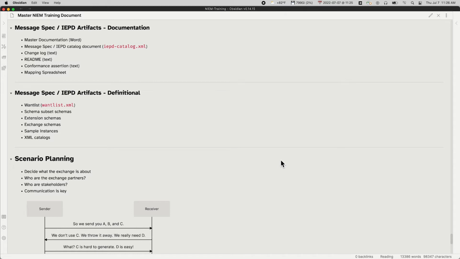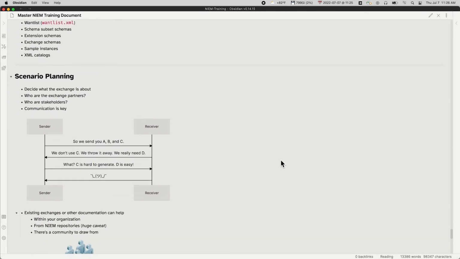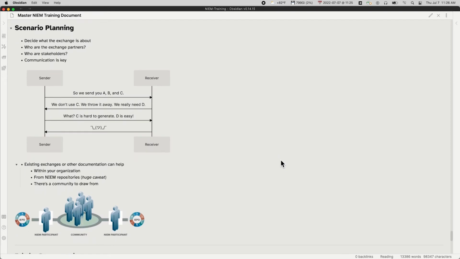So there are a bunch of different artifacts, and these all come together to make a message specification, to make an IEPD. So knowing that the process isn't a straight line, even though we're going to look at it as a straight line, and knowing that the end result is a bunch of artifacts that basically get bundled together, let's start actually looking at the steps. So the first step is scenario planning. This is where you decide what the exchange is about. You decide who the exchange partners are. You decide who the stakeholders are.